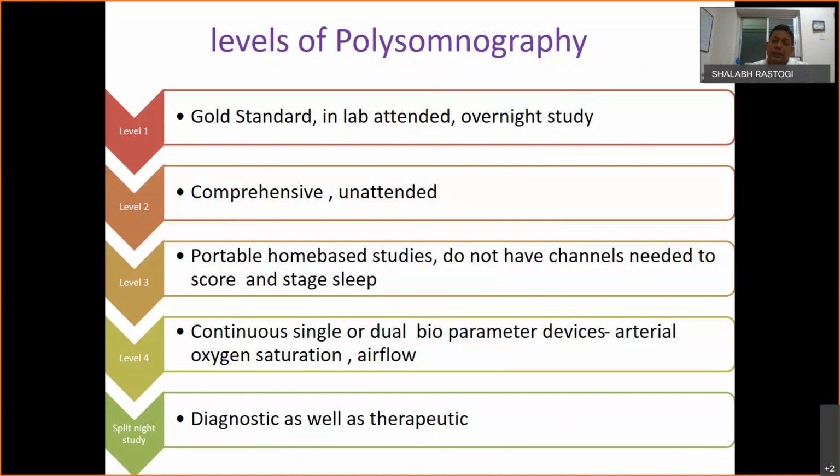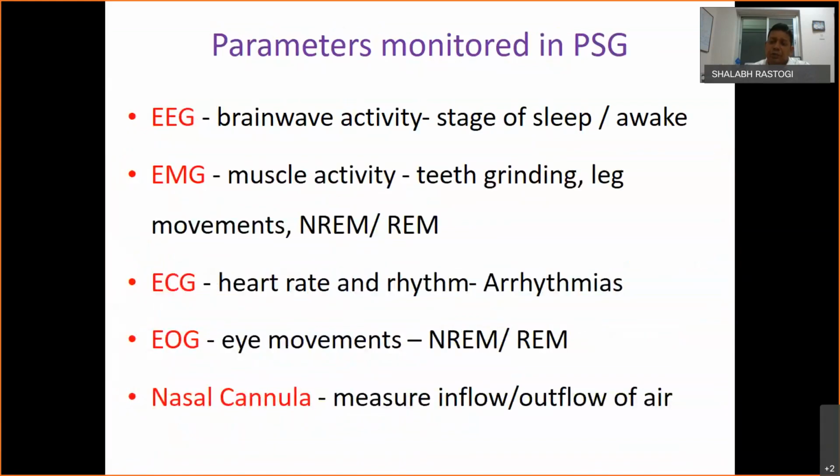Level 4 is a single or dual parameter study, like oxygen saturation and airflow. This type of polysomnography is not validated yet, so one should do either level 1 up to level 3. Now, there is another type of study in which half the night is used for polysomnography and half the night is used for titration with a CPAP machine. Such a study is called a split night study.